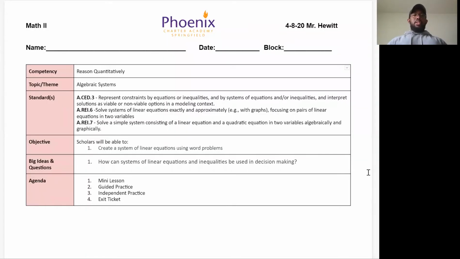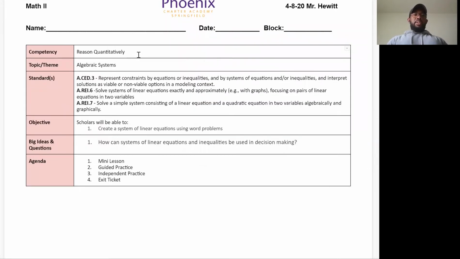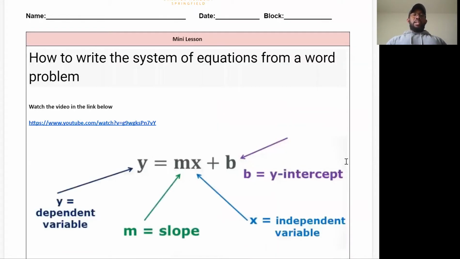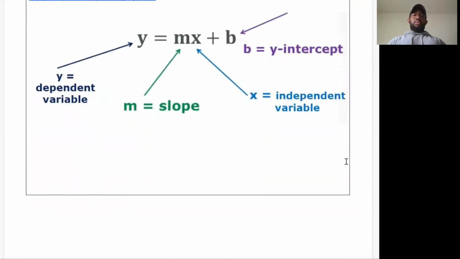All right, fantastic. So today we are going to be looking at solving systems of linear equations word problems. I'm going to share my screen with you right now so that we can go through the student-facing document together. This unit's theme or topic is algebraic systems, and today you are going to create a system of linear equations using word problems. That's our objective.